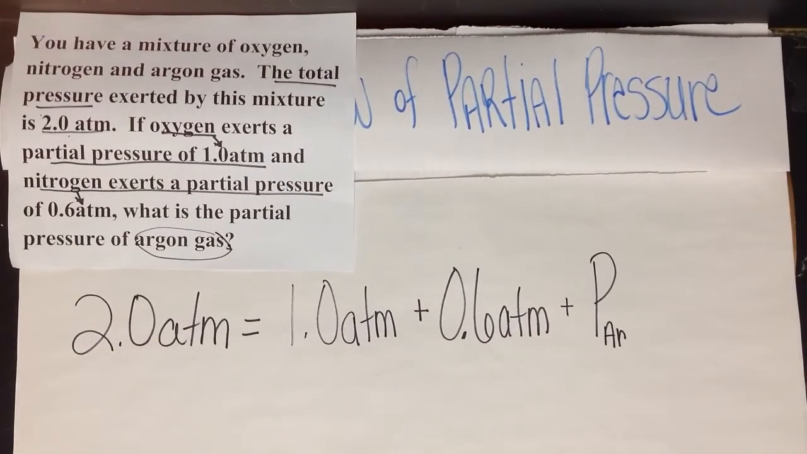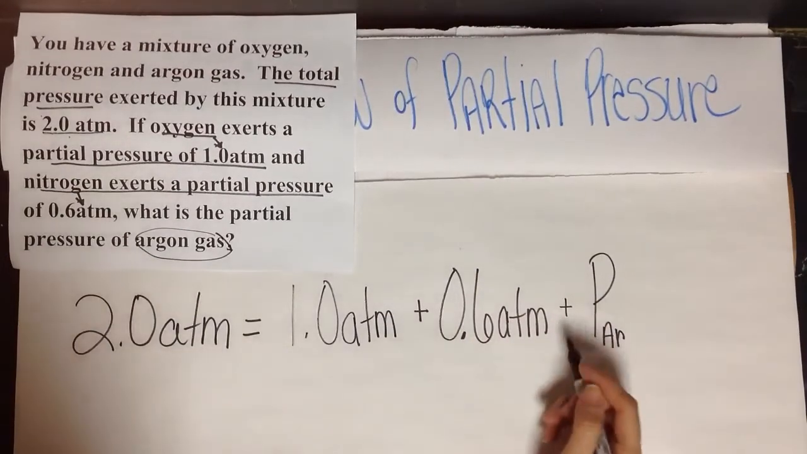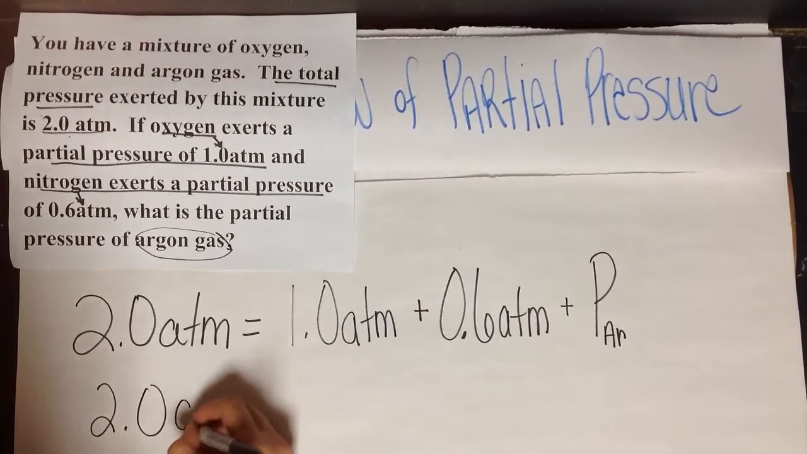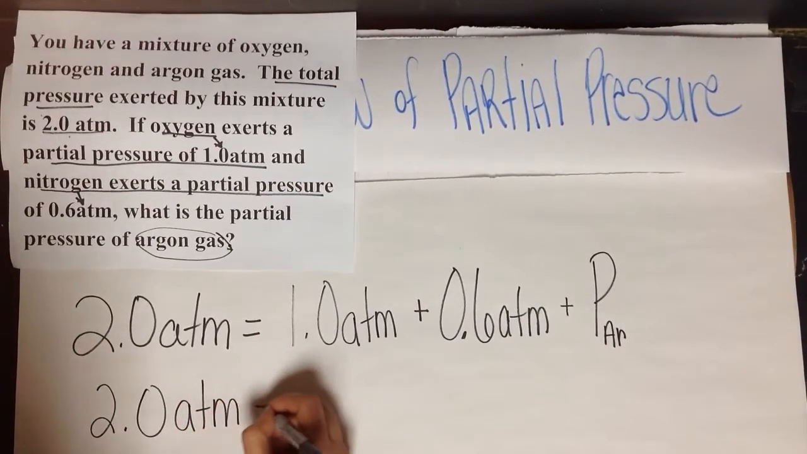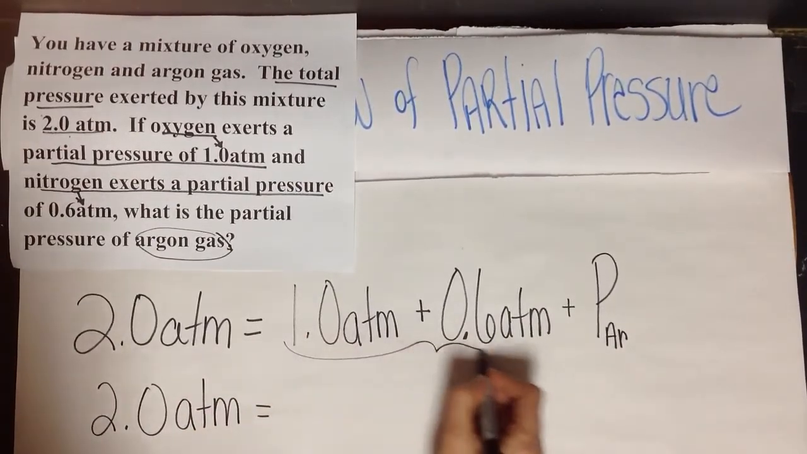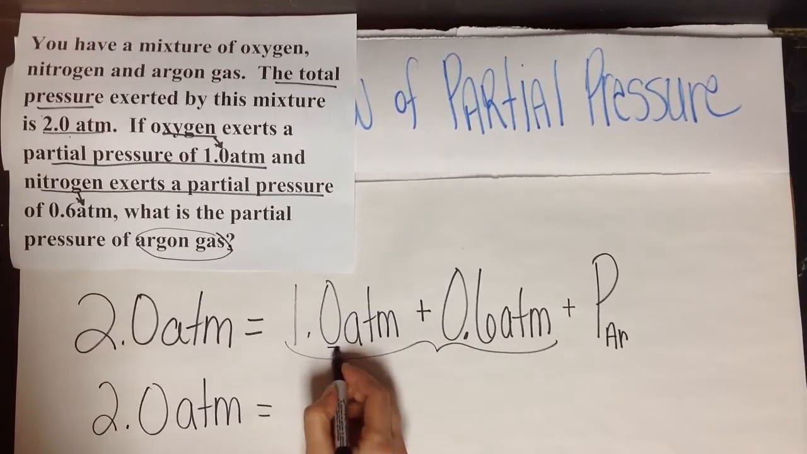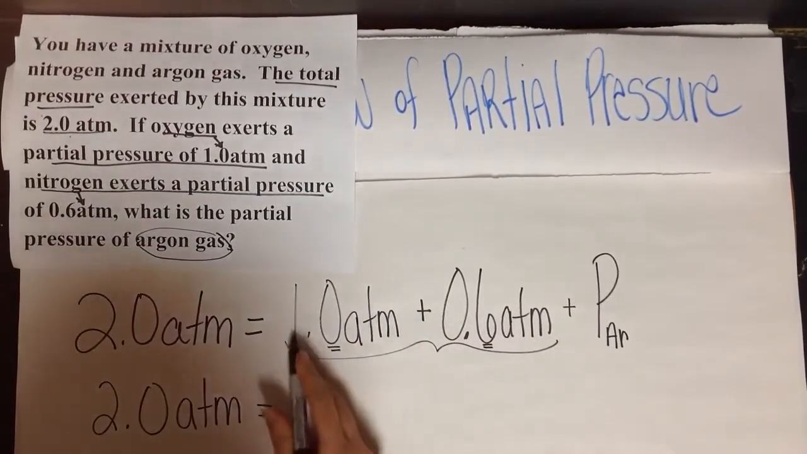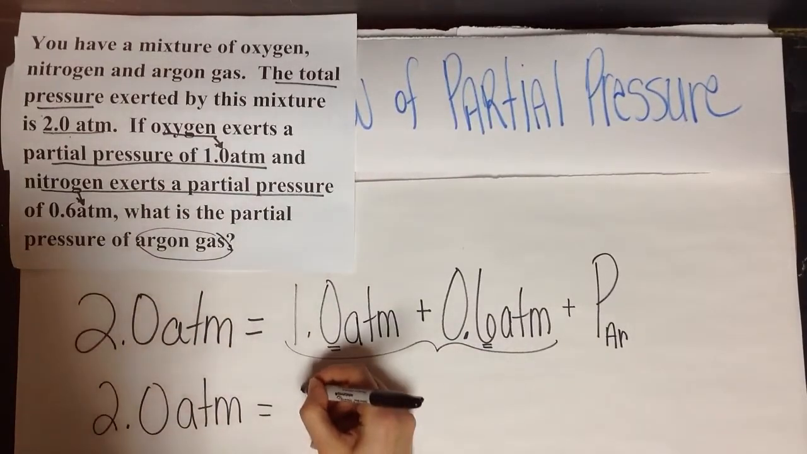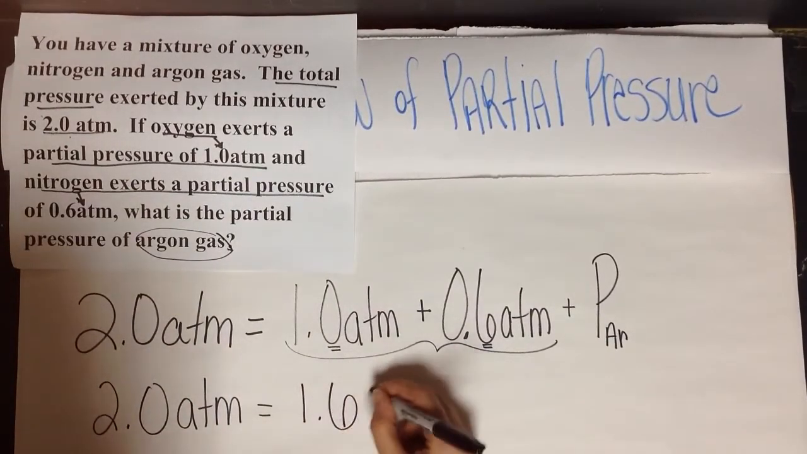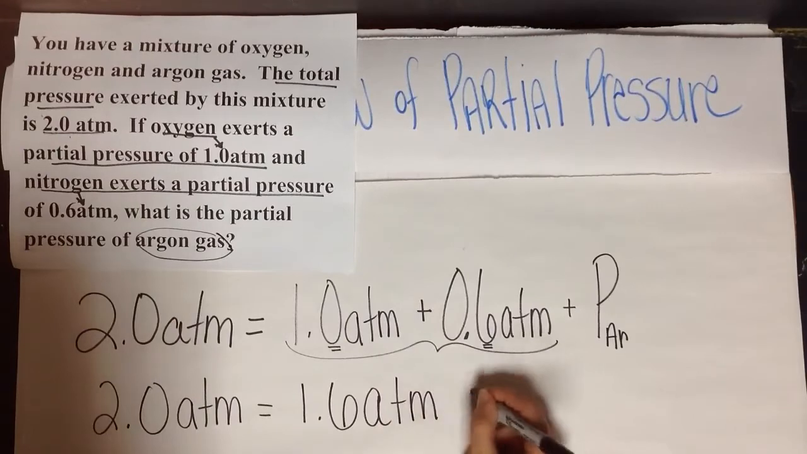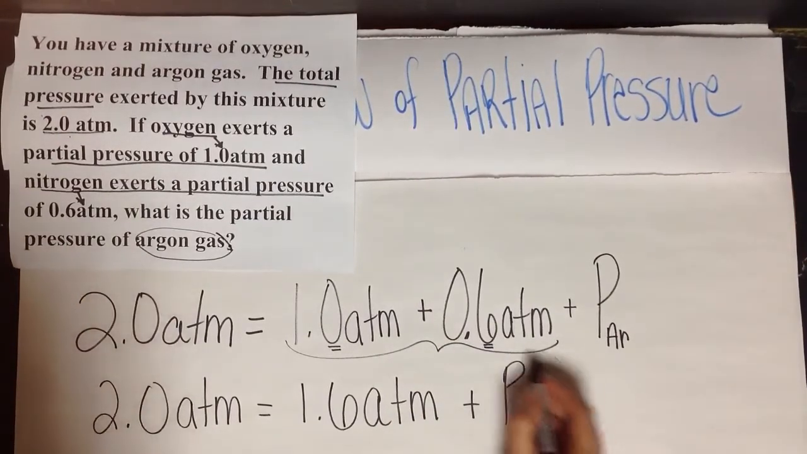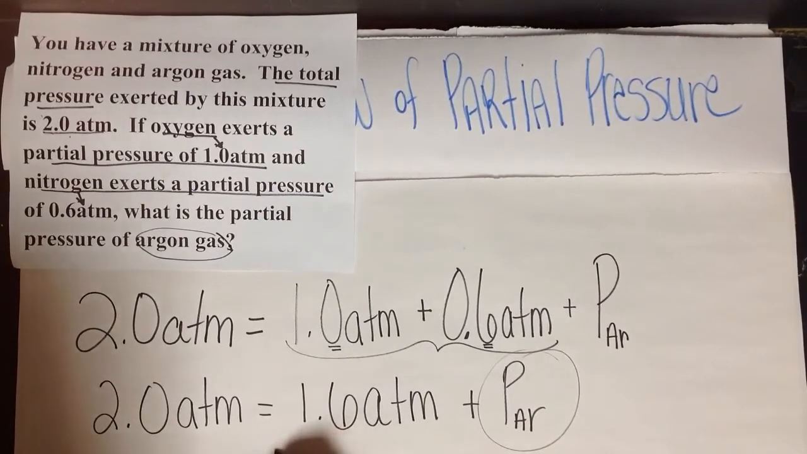So this is actually very easy. All I have to do is figure out what X is, so all I need to do is move everything over to the other side. This added up together, don't forget correct sig figs: one place after the decimal, one place after the decimal. I've got 1.6 atm on this side, plus that pressure of argon. Again, you could set that as X. And if I want to get this all by itself, I just now subtract.